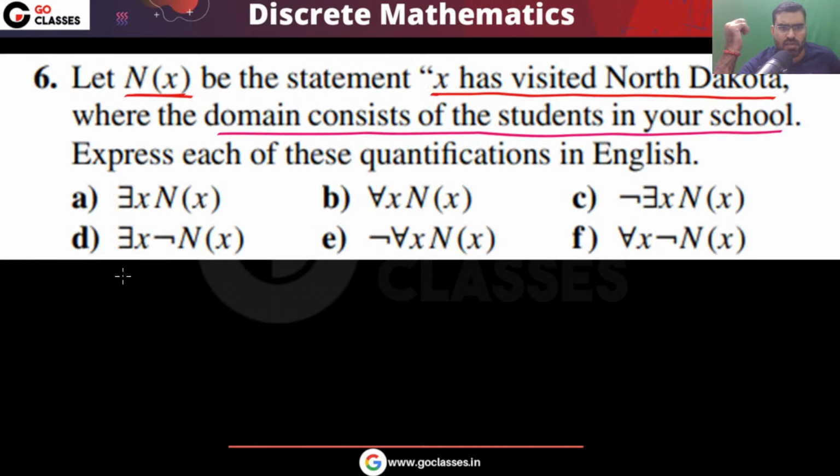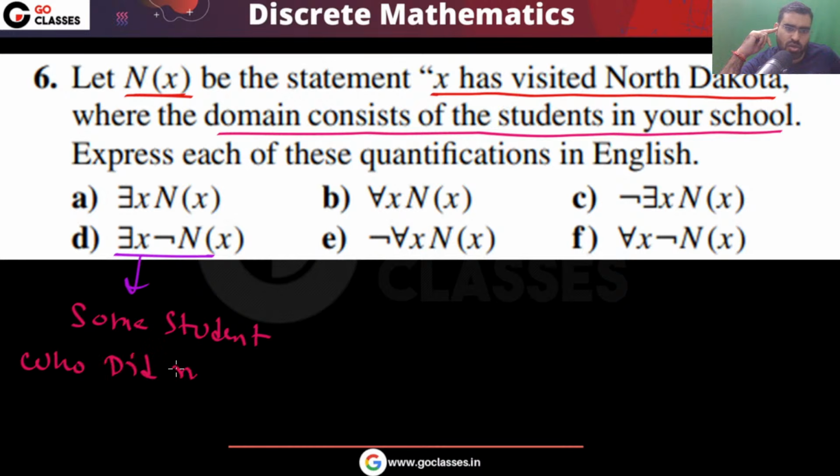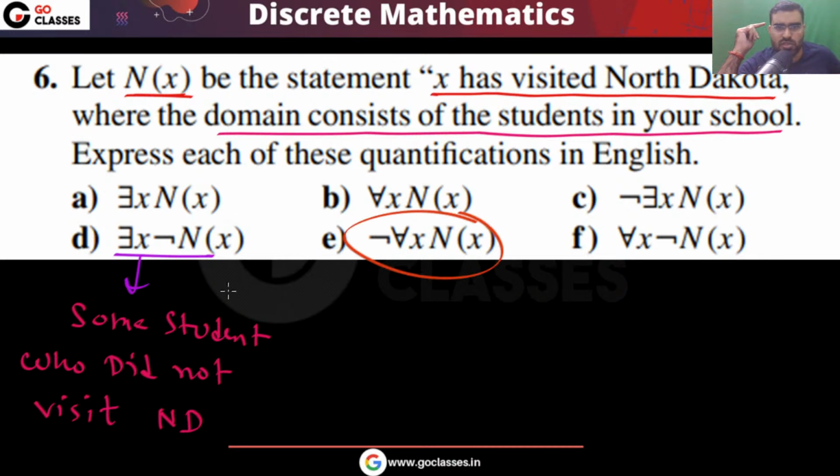What about the next? Consider this statement. What is this statement telling you? There is someone who did not visit North Dakota. So there is some student who did not visit North Dakota. Now you tell me about this one. What is this telling you? This is telling you the negation of everyone visited North Dakota. What is the negation of everyone visited North Dakota?